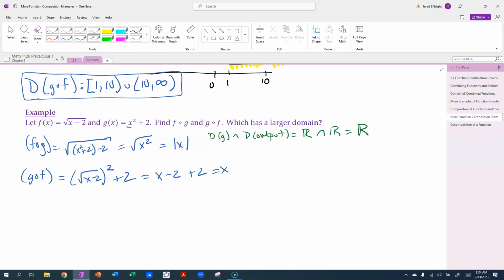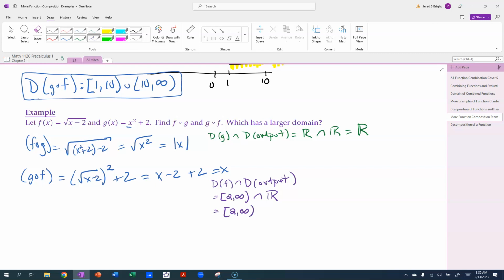Looking at g of f, I need to find the domain of f and intersect that with the domain of the output. This is going to equal the domain of f, which was the domain of the input, everything that is 2 or larger, intersected with the domain of the output, which is all real numbers. You can confirm, but this is going to be from 2 to infinity for the domain when I intersect them and look at their common values.